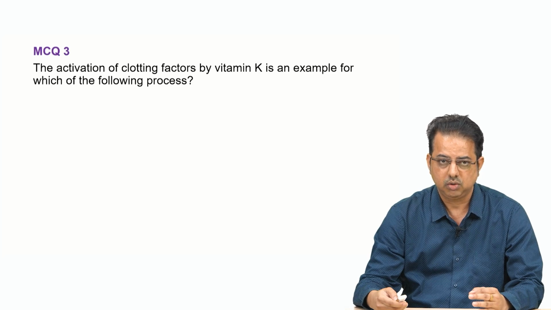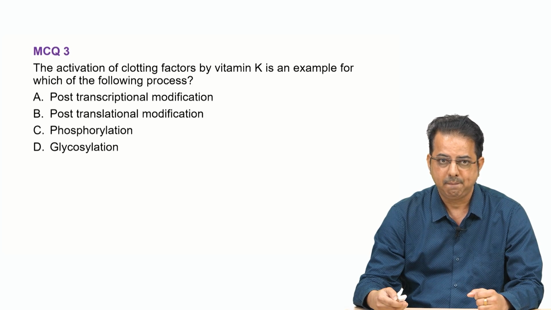Here is the next question. The activation of clotting factors by vitamin K is an example for which of the following processes? The options are A. Post transcription modification, B. Post translational modification, C. Phosphorylation, D. Glycosylation. As we know, the clotting factors undergo modification once they are synthesized, but they do not undergo phosphorylation or glycosylation. They undergo gamma carboxylation. So, the answer B is the correct choice. They undergo post translational modification.